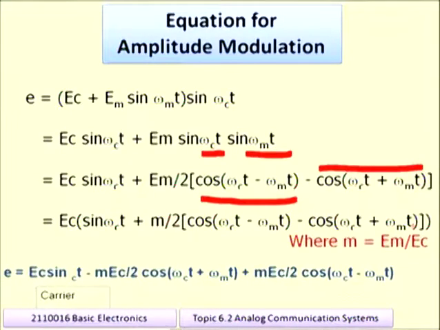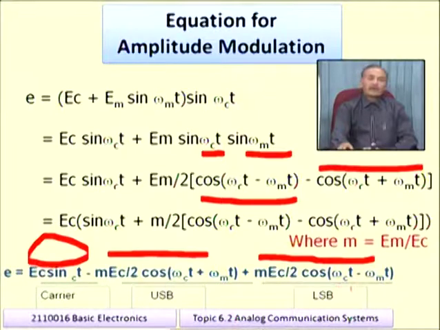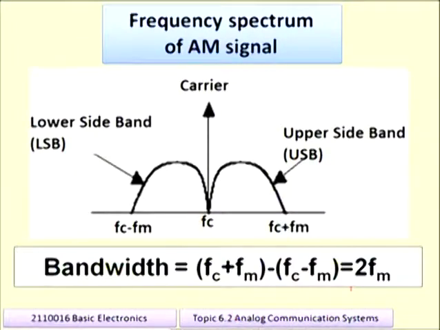And if you analyze this equation, you will find that there are different terms available here. The first term is the carrier term, Ec sine omega c t. Then m Ec by 2 cosine of (omega c plus omega m)t is the upper sideband term, and cosine of (omega c minus omega m)t is called the lower sideband. So after modulation, you will get three components: one is the carrier component, another is the lower sideband, and the third is the upper sideband.